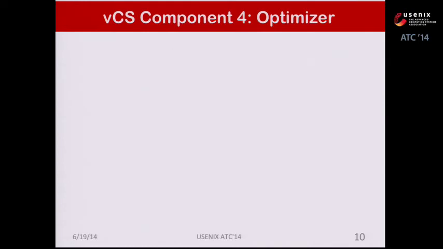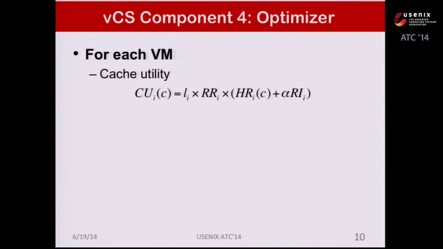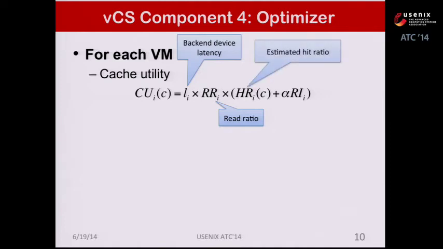Finally, we get to vCacheShare's optimizer. For each VM, it is able to calculate cache utility as a function of cache size. The utility is modeled as a product of several things: the backend device latency, L, the read ratio, the estimated hit ratio at a given cache size, HC, and finally, the reuse intensity, RI. The alpha is used as another sysadmin tuning knob to vary the relative weight between HR and RI. In our experiments, alpha is actually set to 1.